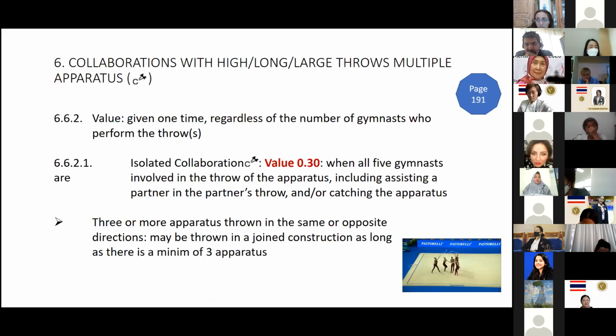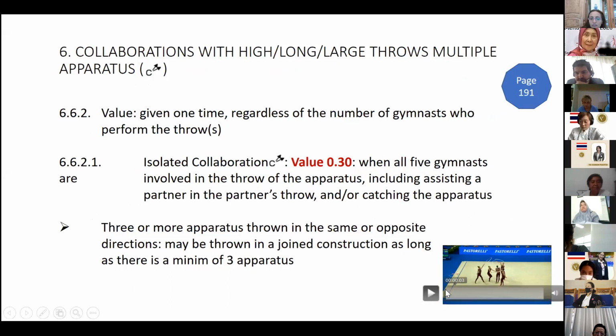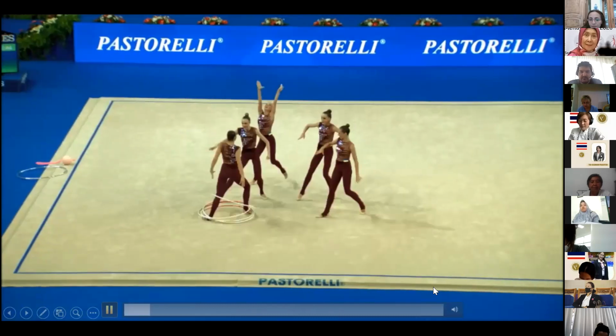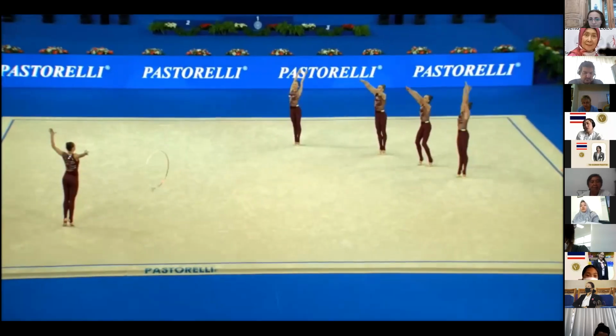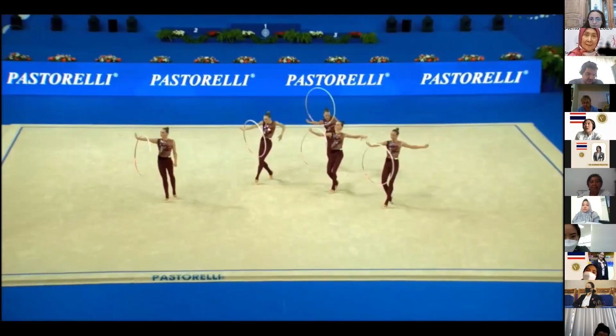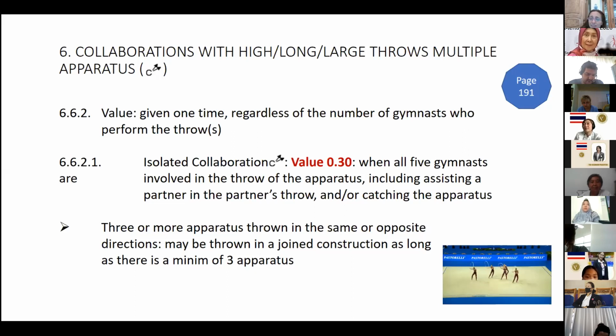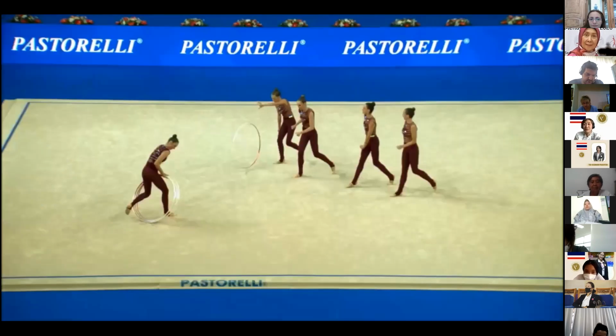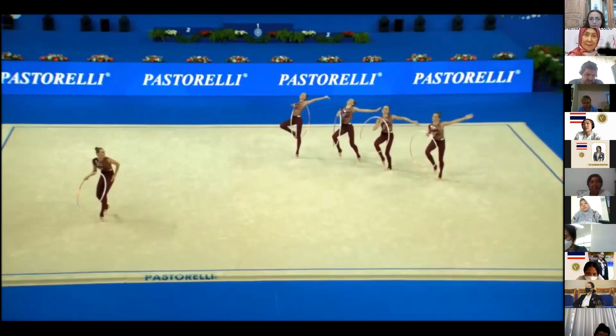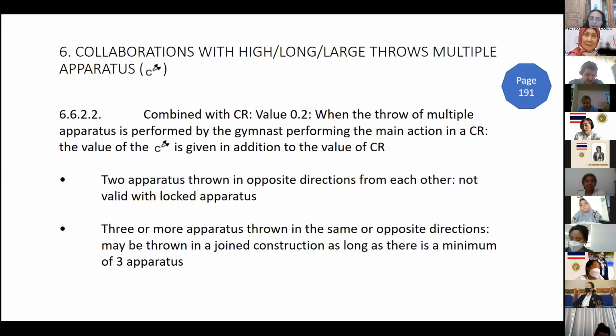This isolated collaboration, if I'm doing it alone, it's a value of 0.3. But all five gymnasts involved in the throw of the apparatus, including assisting a partner in the partner throw or catching the apparatus. If there are three or more thrown in the same or opposite direction, they can be in a joint construction as long as there is a minimum of three apparatus. In the same direction. So this value of collaboration, if it's isolated like this one, it's a value of 0.3. If it's combined with a CR, then the value becomes 0.2.